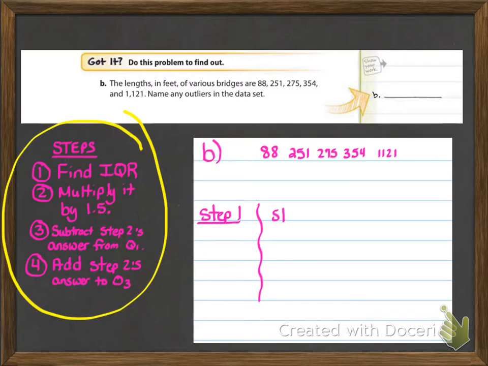So the question reads, the lengths in feet of various bridges are 88 feet, 251 feet, 275 feet, 354, and 1,121 feet. Name any outliers in the data set. Now you're going to need your piece of paper. This is required. I'm not saying optional. I want you on your piece of paper to set up your piece of paper the way I'm showing you here.